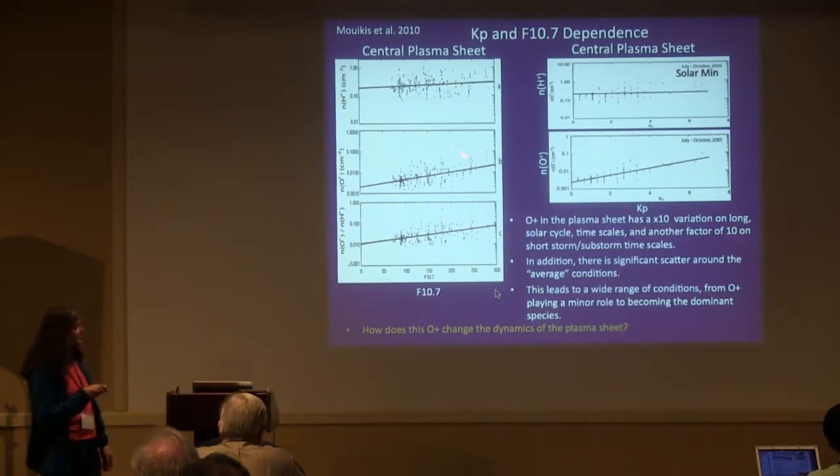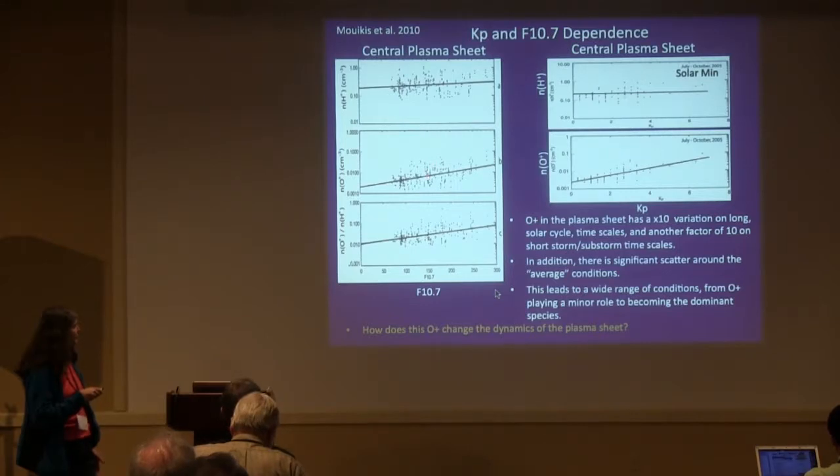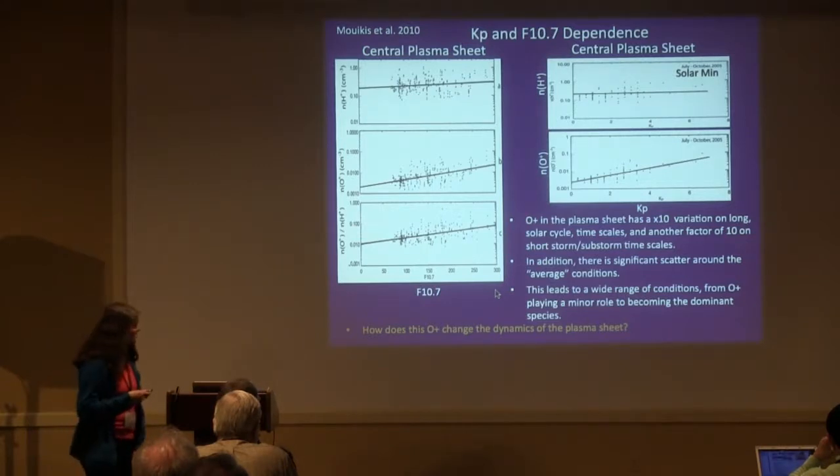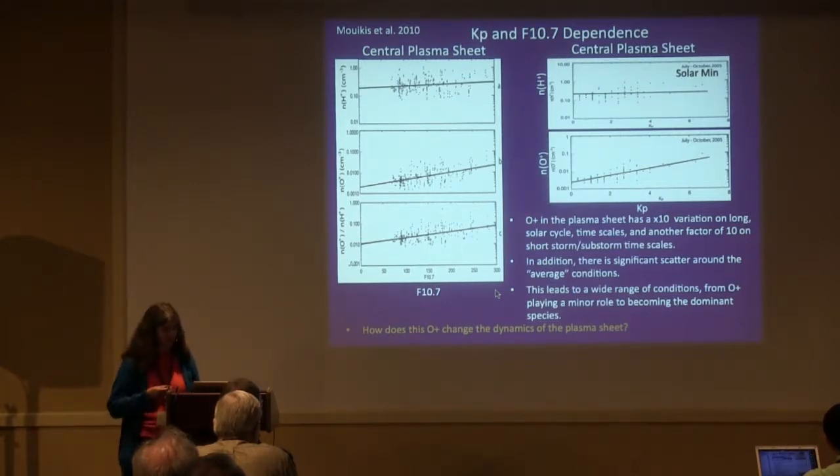In addition, you can see that there's significant scatter around these average lines. So just knowing F10.7 and Kp is not nearly enough to tell you very definitively what the composition is. So that leads then to a wide range of conditions in the plasma sheet, from oxygen being just a really minor player to occasional time periods where it's even the dominant ion. So the question is, how does this oxygen change the dynamics of the plasma sheet?